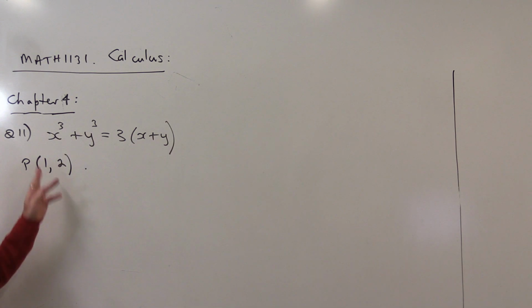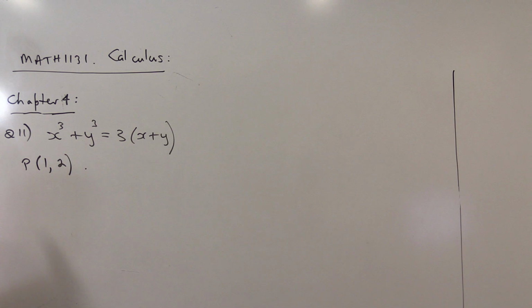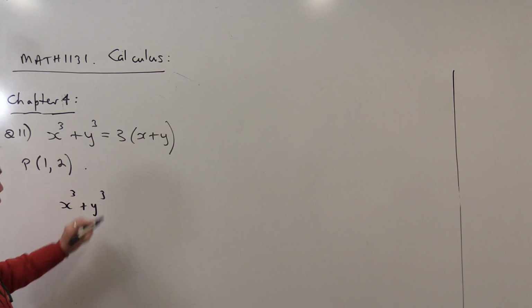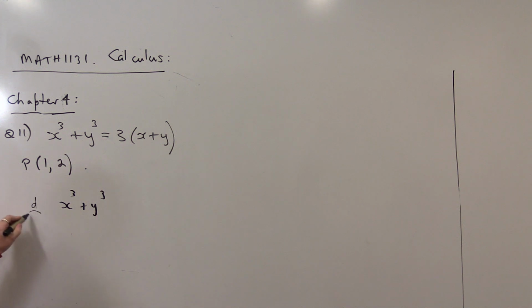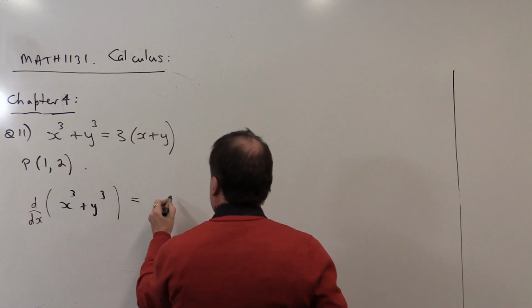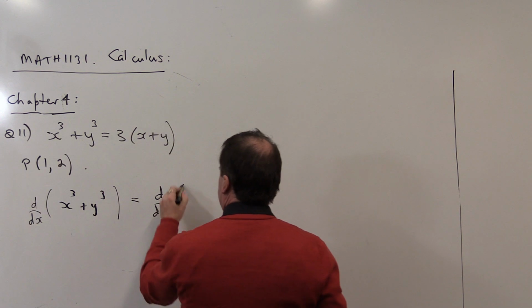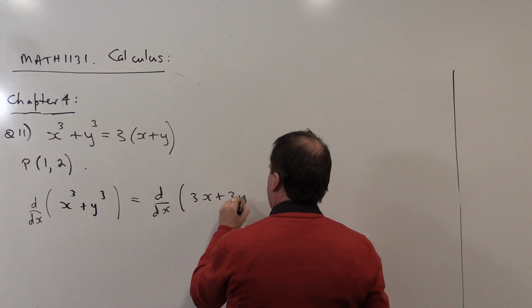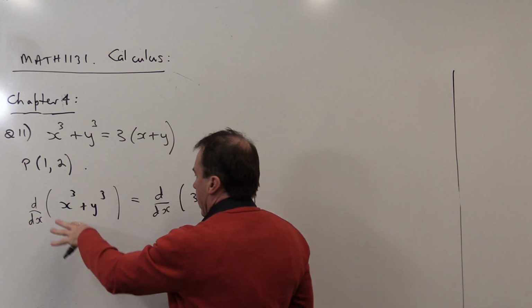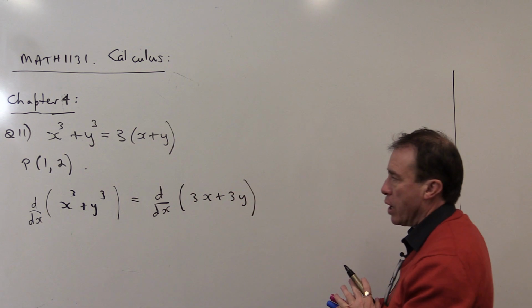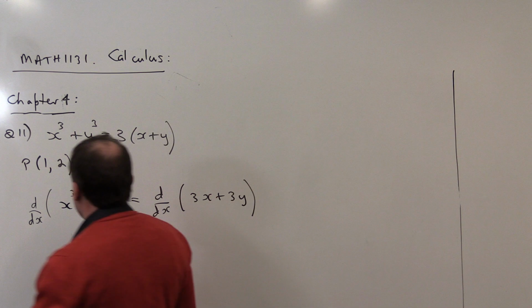Now to get that, we're going to have to take the derivative of both sides of this. Now implicit differentiation is not complicated, but you have to think about it in the right way. So I'm going to take my curve and take the derivative of both sides with respect to x. I might take the brackets out here, so this is the derivative with respect to x of 3x plus 3y. And I'm going to work out the derivative of this and try and get dy/dx. So I differentiate both sides with respect to x.